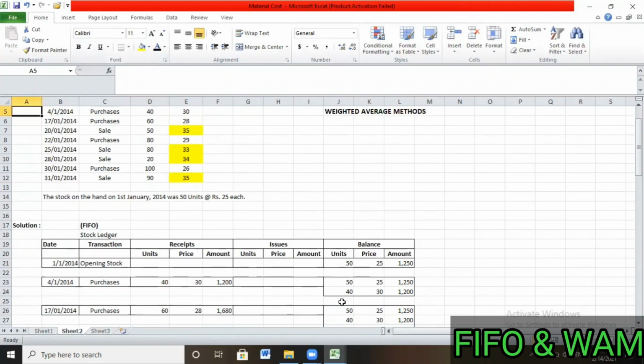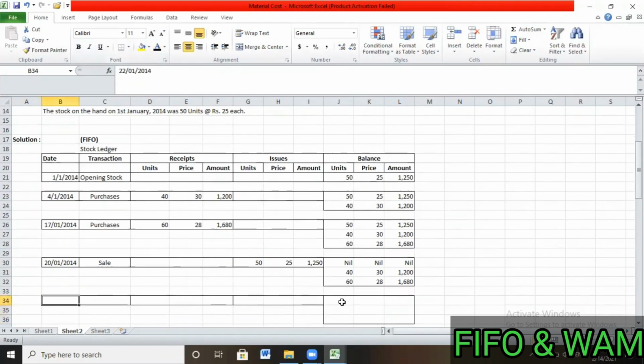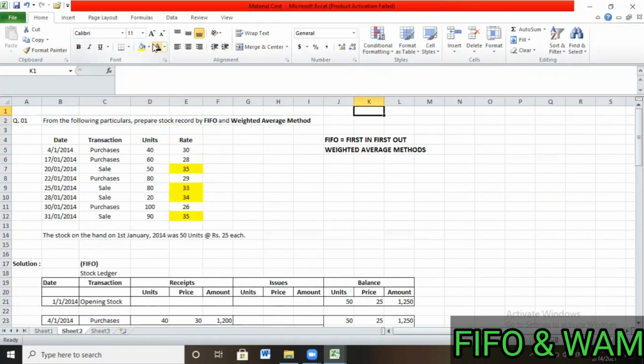What after this? There is again a purchase on 22nd January. So on 22nd January we have purchased, and purchase comes in receipt at the rate of 29. So the cost becomes 2320, but we have open 40 units at the rate of 30. Again another 60 at the rate of 28, and the last and the latest one is 80 units at 29. So this was your 22nd January.